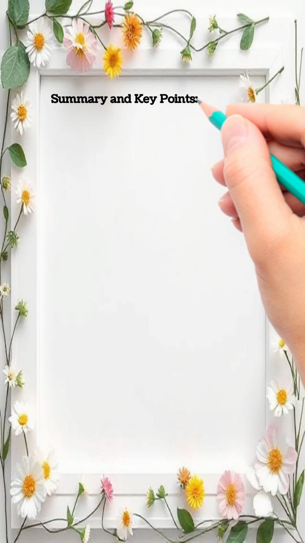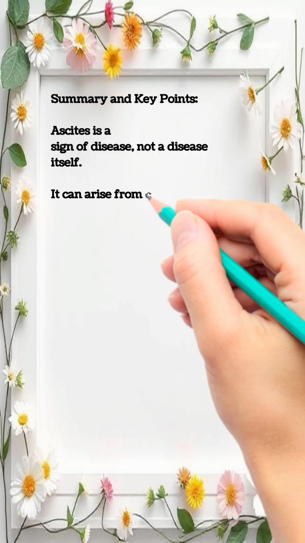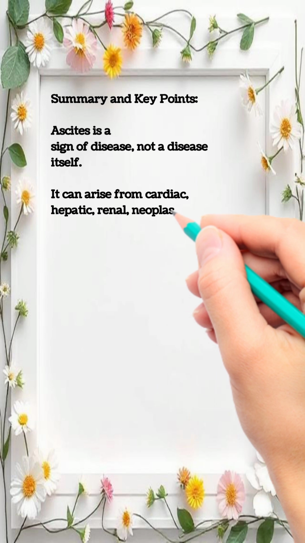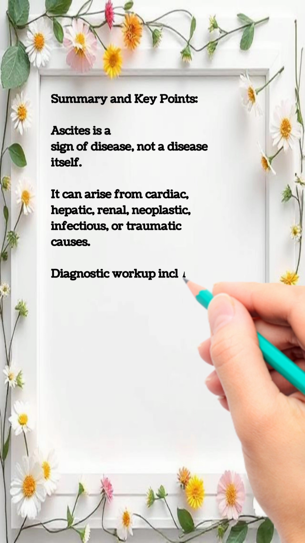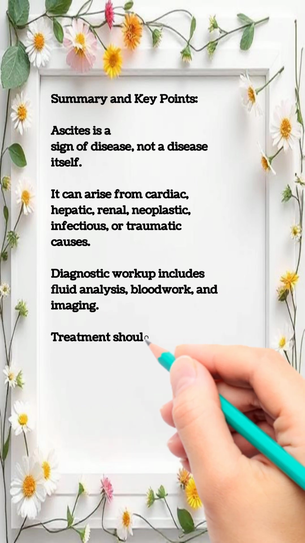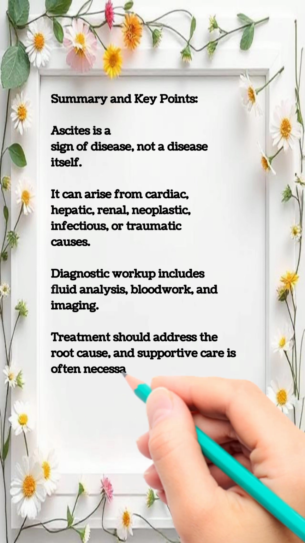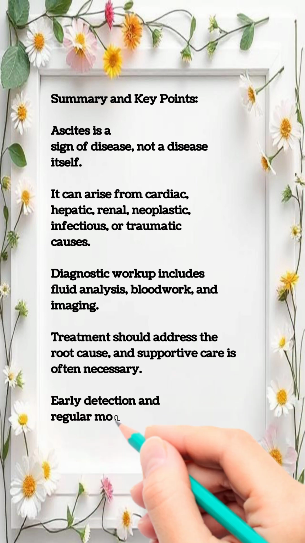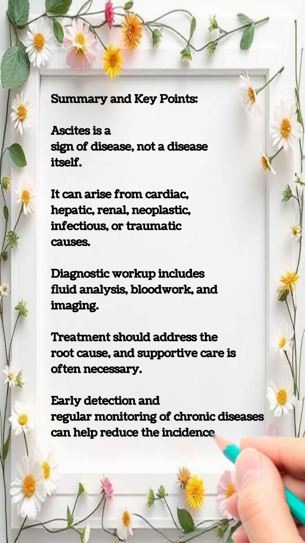Summary and key points. Ascites is a sign of disease, not a disease itself. It can arise from cardiac, hepatic, renal, neoplastic, infectious, or traumatic causes. Diagnostic workup includes fluid analysis, blood work, and imaging. Treatment should address the root cause, and supportive care is often necessary. Early detection and regular monitoring of chronic diseases can help reduce the incidence and severity of ascites.